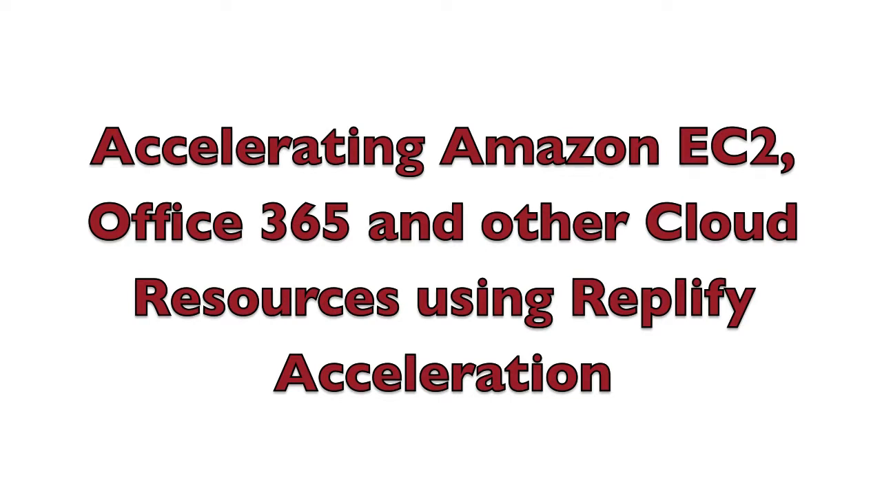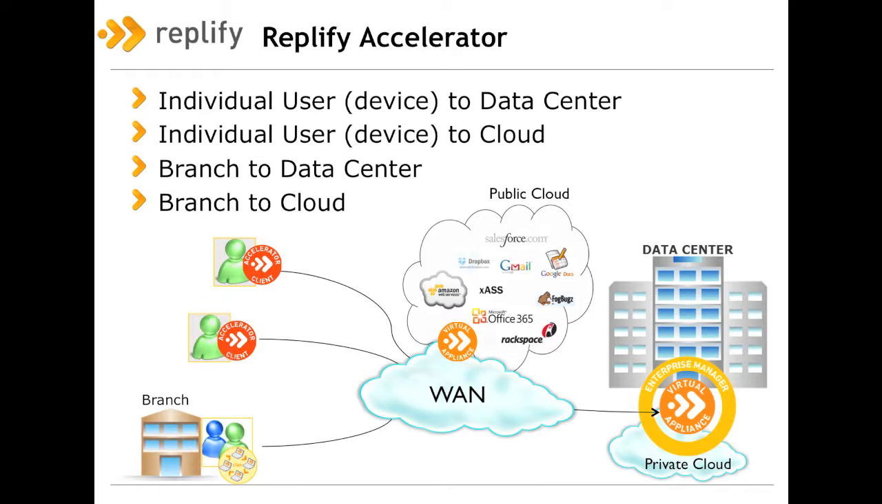Accelerating the Amazon Cloud, Office 365 and other cloud resources. Replify acceleration can be used to optimize WAN links between sites or to accelerate remote clients accessing centralized resources. In this video, I'm going to look at accelerating access to an application hosted in the Amazon Cloud in Singapore.